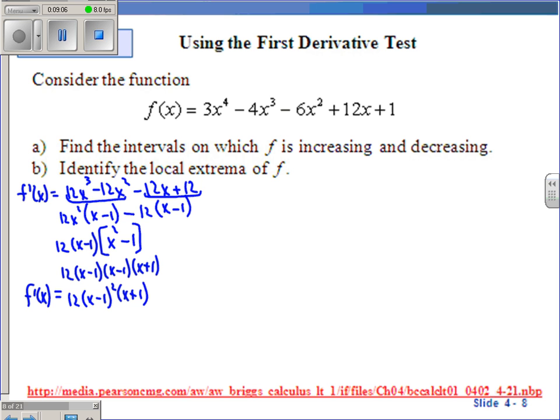Okay, draw your number line. Get your critical points. My critical points are going to be what makes the derivative 0 or undefined. The derivative is 0 when x is either 1 or negative 1. The derivative's never undefined.